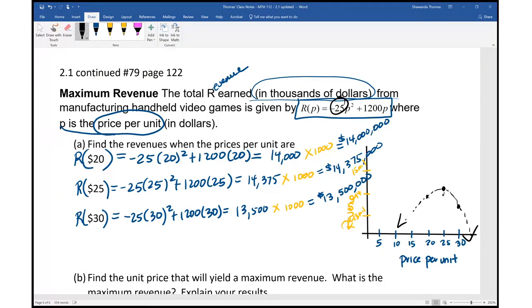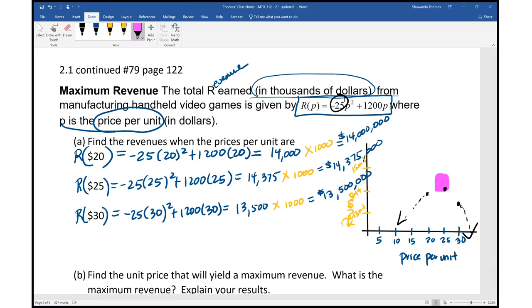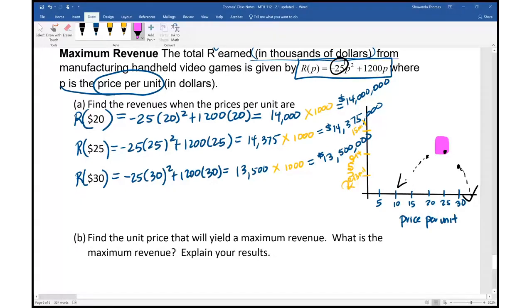All right, so here's what we want to know though. 25 is here. We want to know what is the maximum point. We don't know yet, but we can figure it out, right? Because we know how to find the HK from a quadratic function in general form. So we want to know how much should we sell this video game for to receive the most revenue?